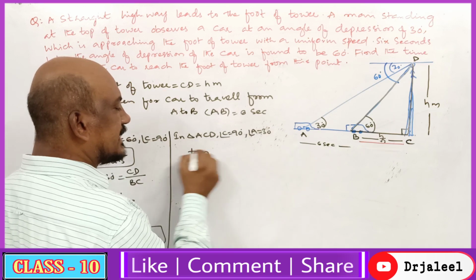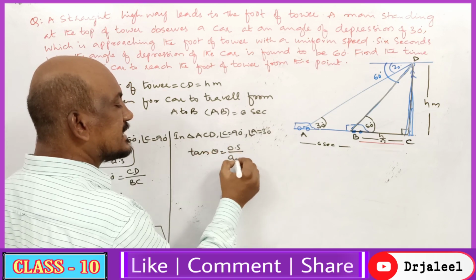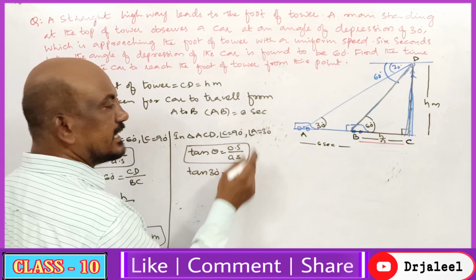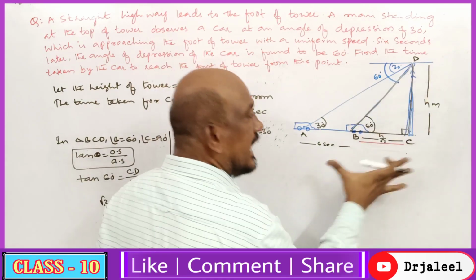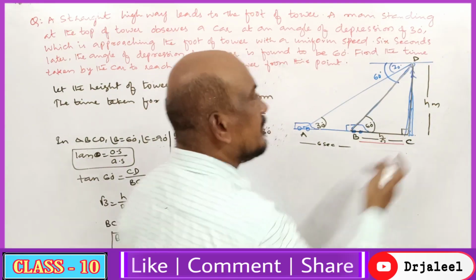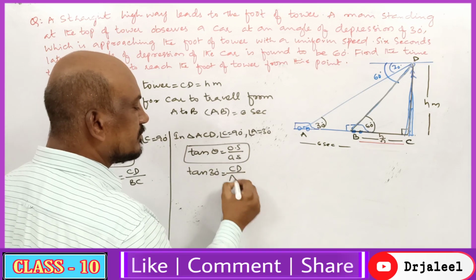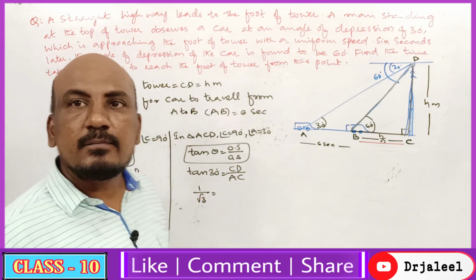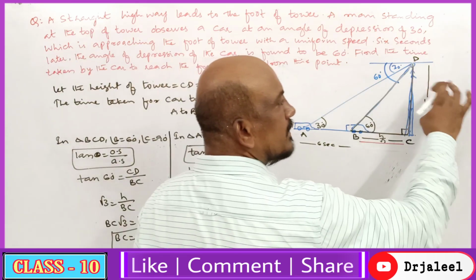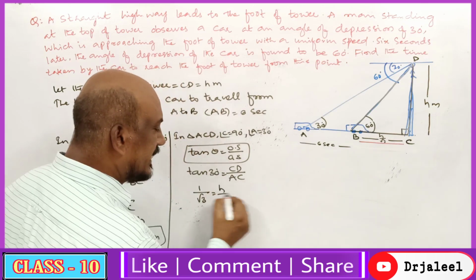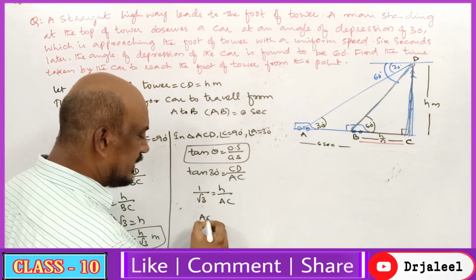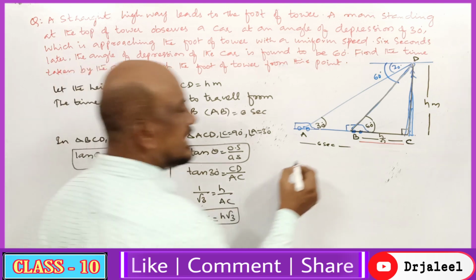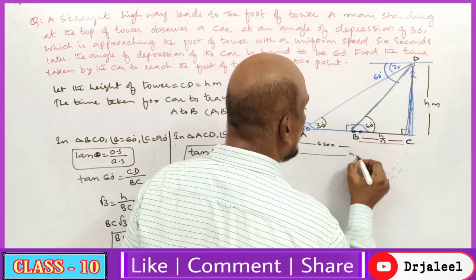So tan theta is equal to opposite side by adjacent side. So tan 30 is equal to opposite side CD, adjacent side this whole side AC. So CD by AC. So children, tan 30 is nothing but 1 by root 3 from the table. And CD, how much did we take this as? H. By AC, we don't know, so AC as it is. So AC is how much? H root 3. This AC from here to here is H root 3.